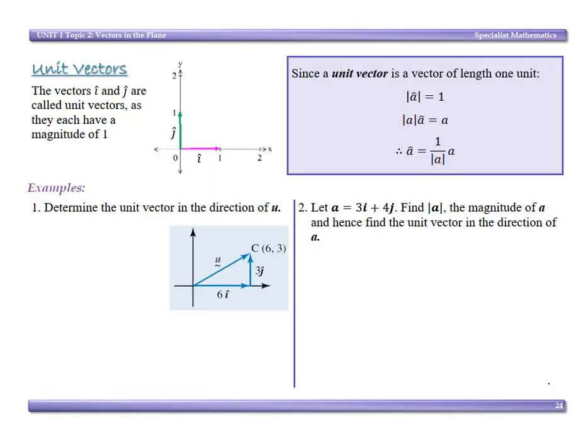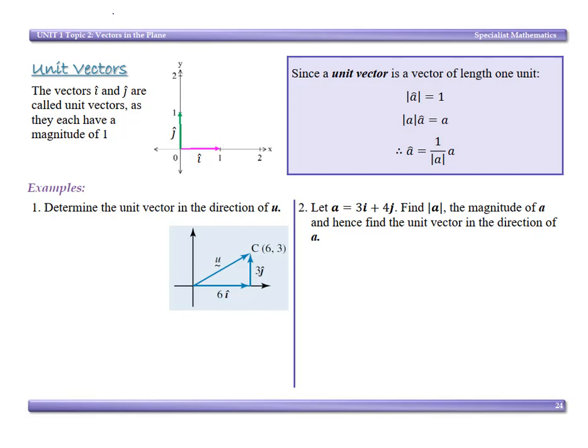Let's look at what a unit vector is, and we've talked about it as being magnitude 1. Let's look at it in some more detail. So the vectors i with a little hat on it and j with a little hat on it, they're called unit vectors, and they each have a magnitude of 1.